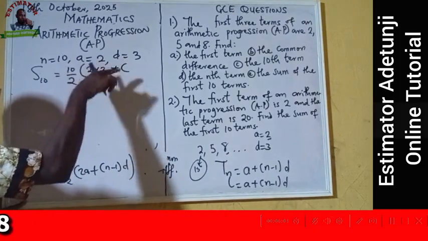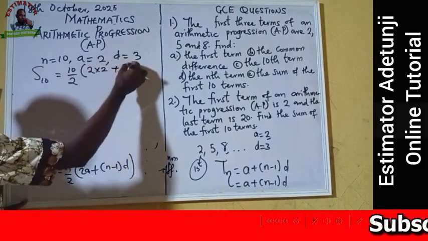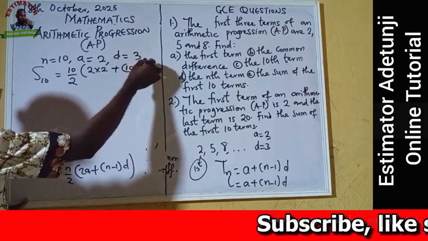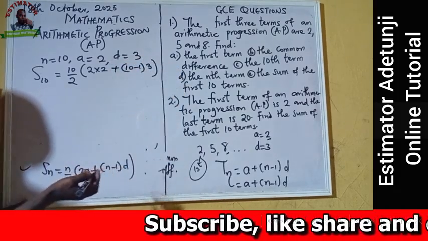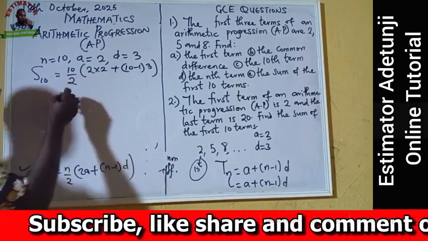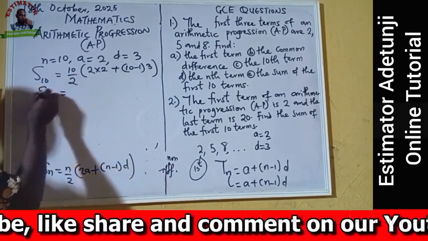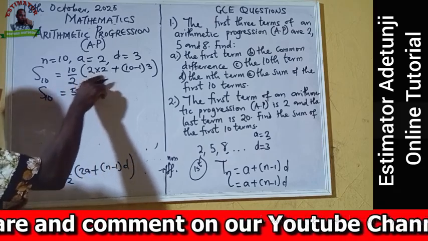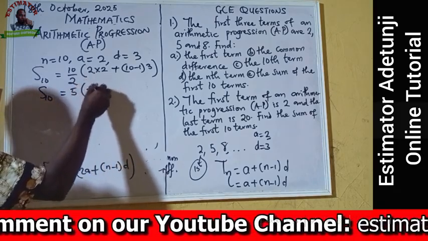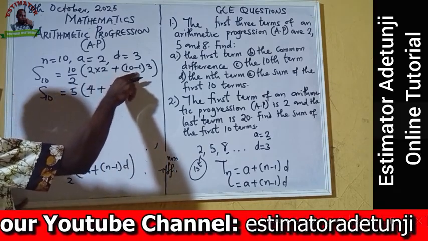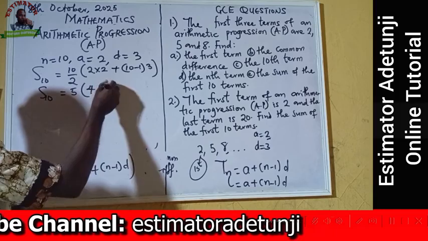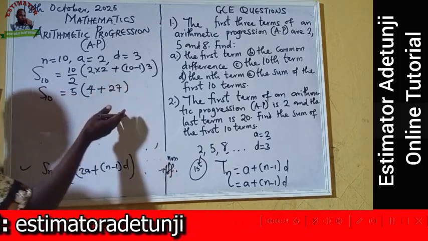plus n minus 1. My n is 10. 10 minus 1, my difference is 3. And that's how it works. 10 over 2, that's 5. My S10 equals 5, open bracket, 2 times 2, 4, plus 10 minus 1, 9. 9 times 3, 27. Are we there together?